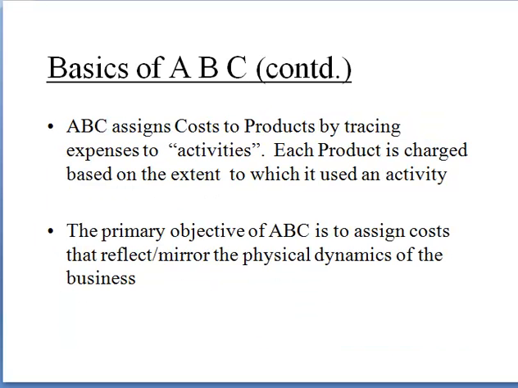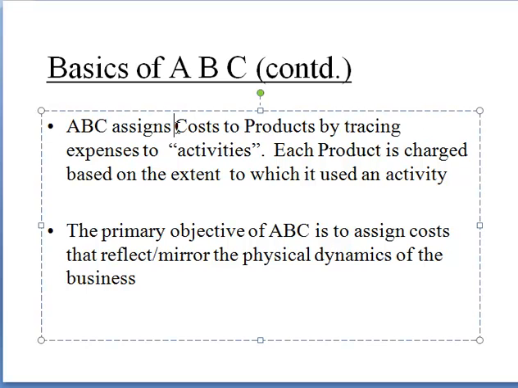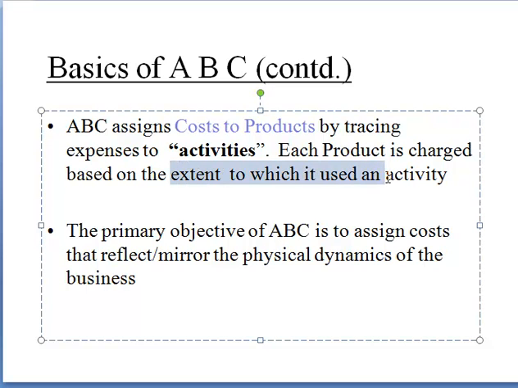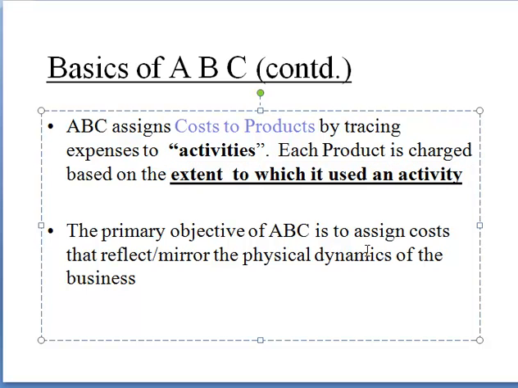That is the contribution. Activity-based costing assigns the cost of the products by tracing the expenses to the activities. Each product is charged based on the extent to which the activities are used by that product. So that is the underlying idea. The primary objective of ABC is to assign costs that reflect or mirror the physical dynamics of the business.